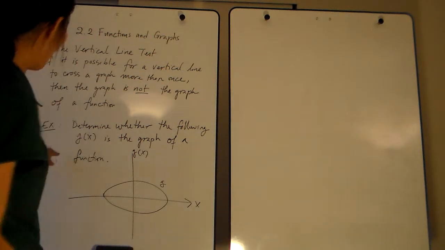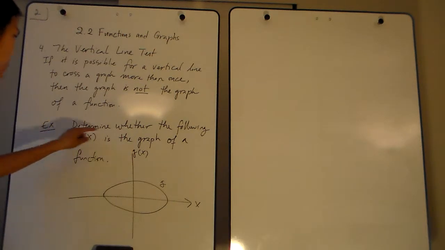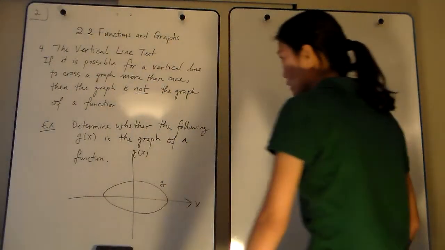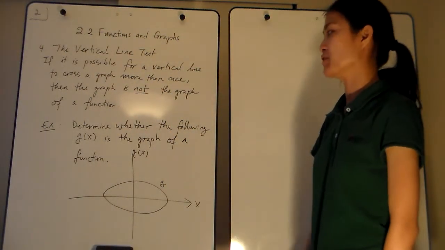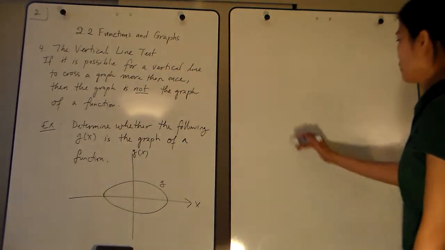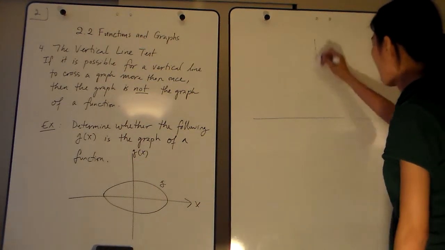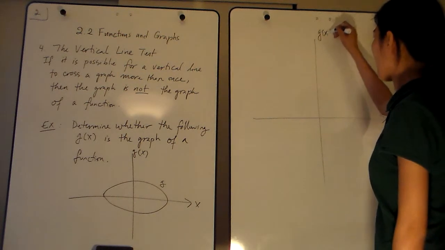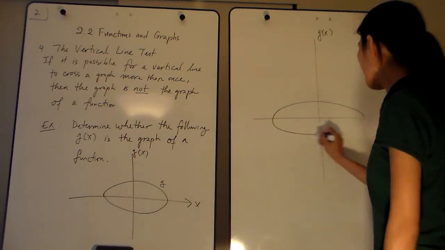Now, we have one more example here. Determine whether the following g of x is a graph of a function using the vertical line test. The vertical line test can help us determine if g of x is a function or not. So let's graph this again. X, g of x, and this looks like an ellipse.